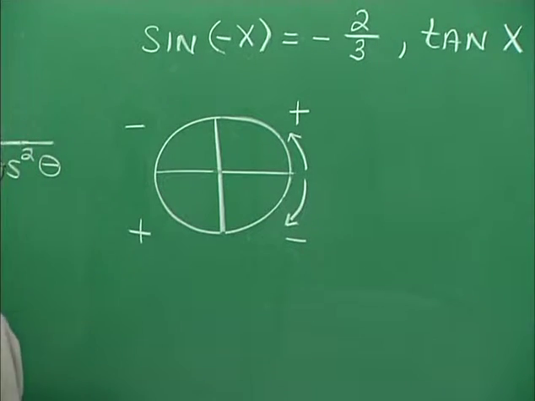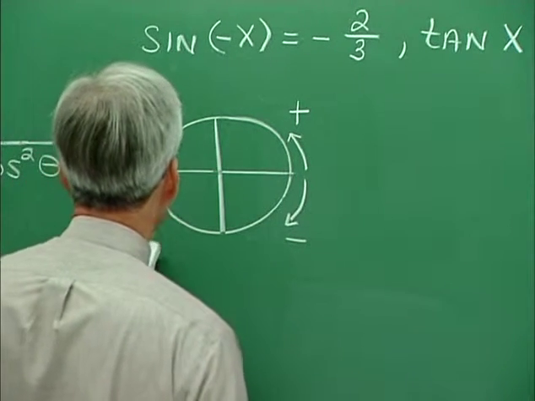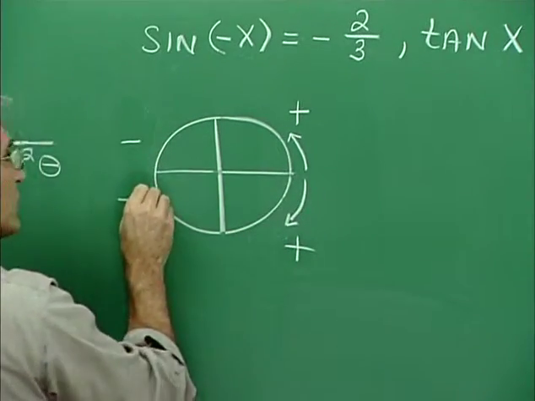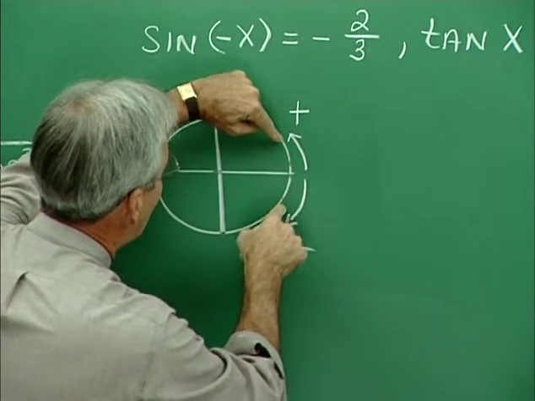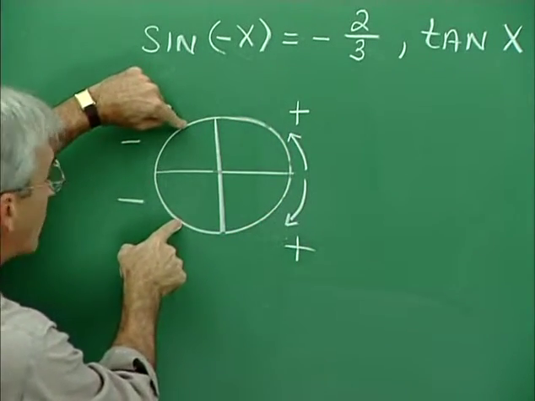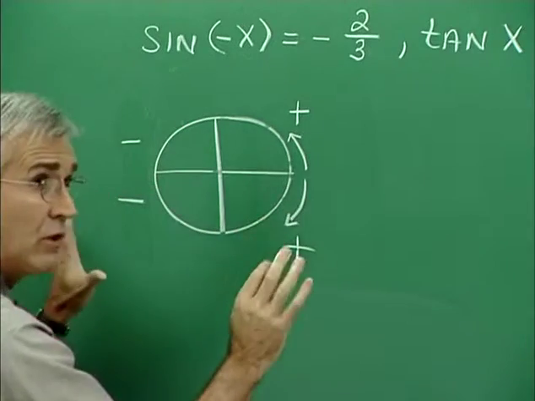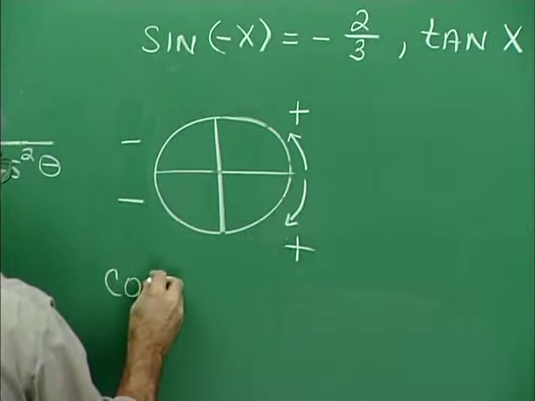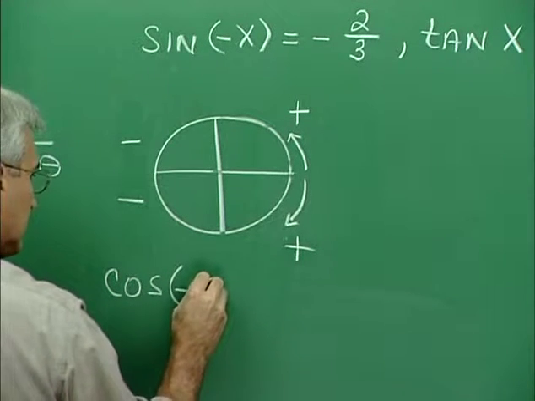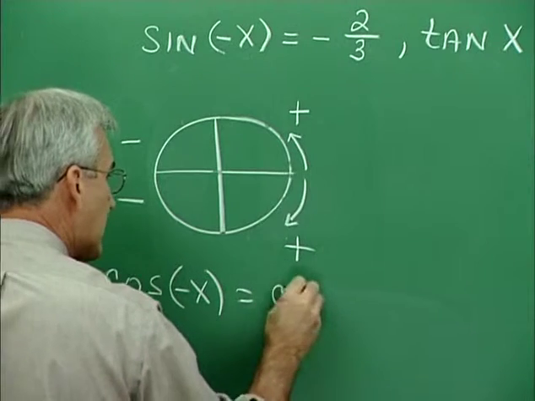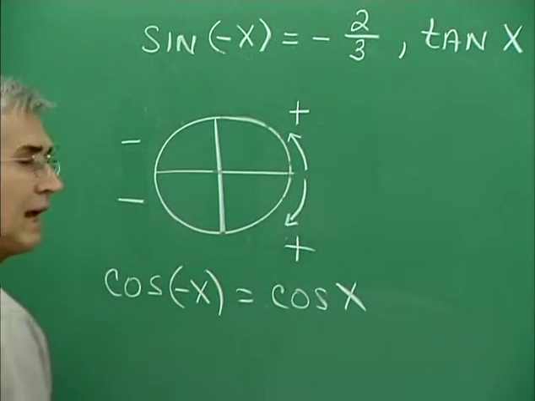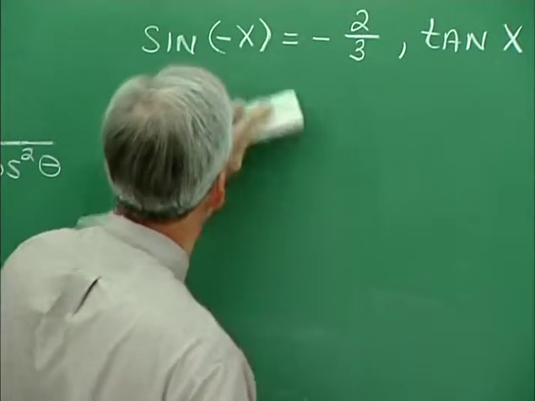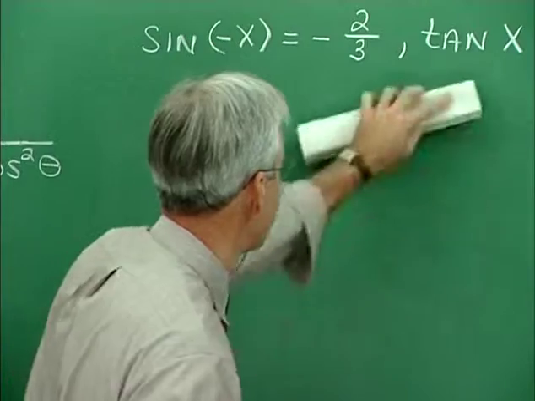Now, for cosine, it's quite a bit different. Cosine turns out to be positive in these two quadrants, negative in these two. So angles generated in either direction will have exactly the same value, wherever we are on the coordinate plane, wrapping around, and so forth. So the cosine of negative x, let me write that down. The cosine of negative x is equal to the cosine of x. You see, they are precisely the same. Okay. Now, with that in mind, let's go through the process with this problem.